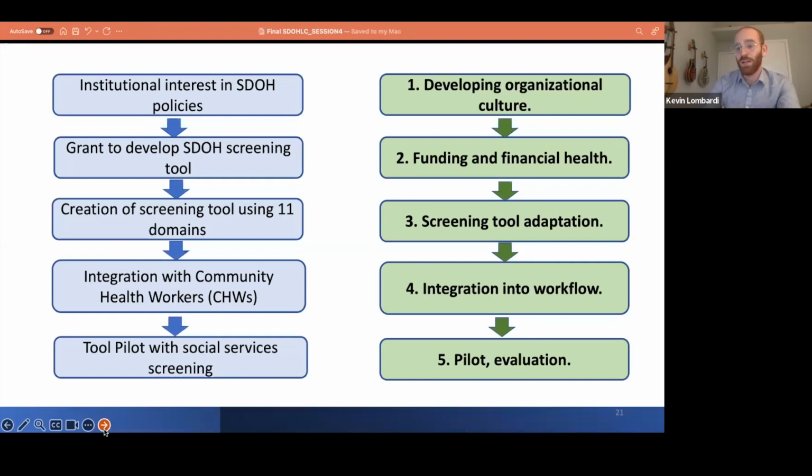And of course, pilot and evaluation. The pilot is just the first start. Initial evaluation after a pilot will help you to know what was effective and what was not, and the next steps in making a program permanent. Next, please.